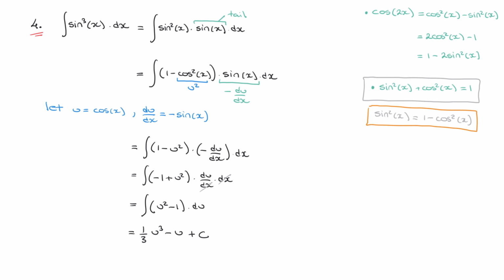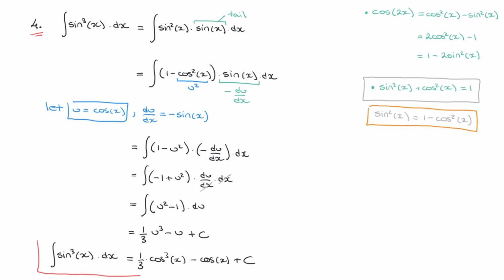And next, to write our final answer in terms of x, we use the fact that each of these u's is equal to cosine of x to state that this equals 1/3 of cosine cubed of x minus cosine of x plus our constant of integration c. And we're done. We've now integrated sine cubed of x. And I'll go ahead and box that result. There we go.